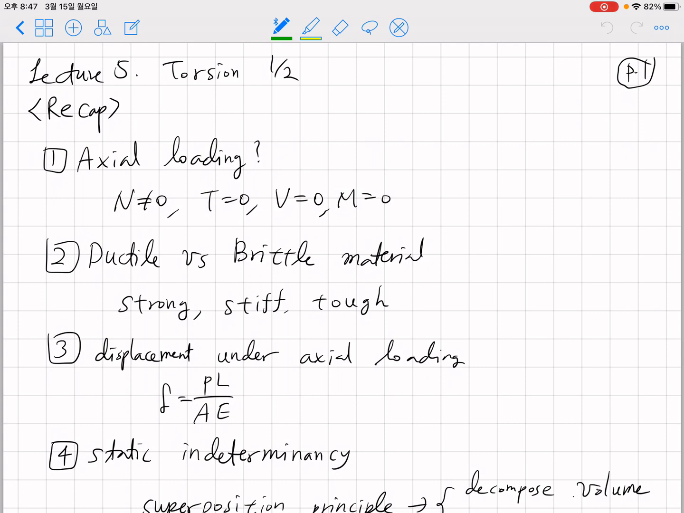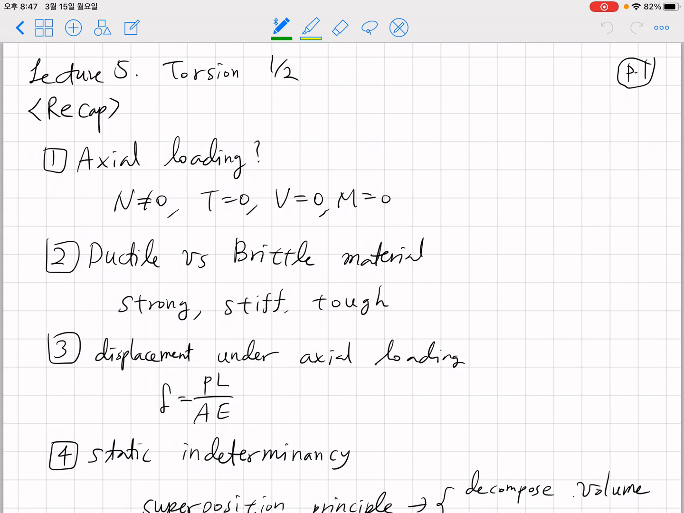because when I give you the lectures on torsion, I'm gonna make a sort of one-to-one correspondence between axial loading and torsional loading, and you're gonna find a much better and much easier way to understand torsion if you start to have the mapping between axial loading and torsional loading in mathematical formulations.